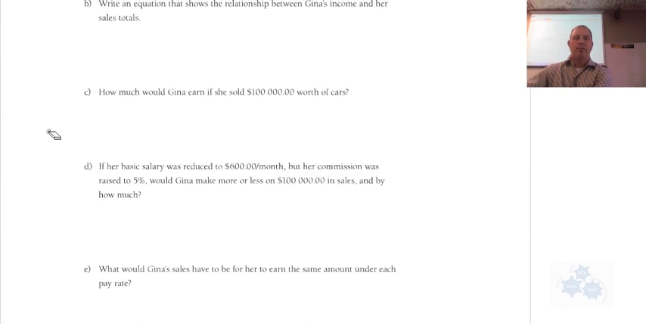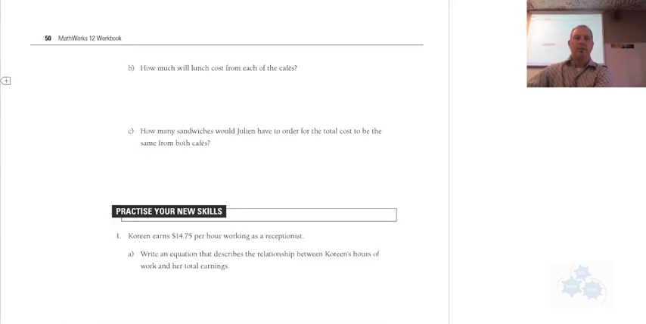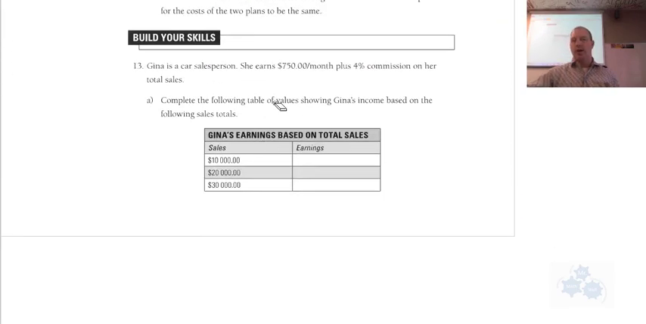All right. Well, let's just take a look at 13 together here. I'll get you started off on this one, okay? 13. Gina is a car salesman. She earns $750 per month plus 4% commission on her total sales. Complete the following table showing Gina's income based on the following sales totals. So she makes $750 per month plus 4% on her sales. So the earnings over here would be $750 plus $10,000 worth of sales times the decimal form of 4%.